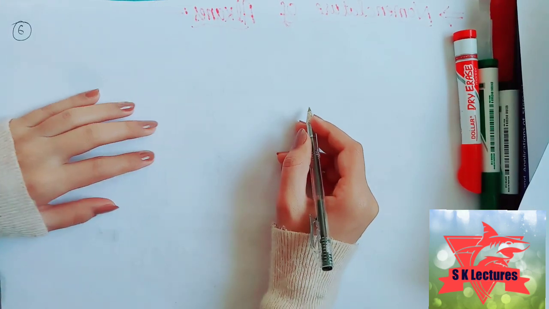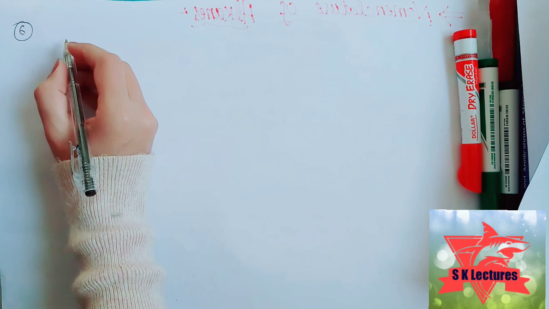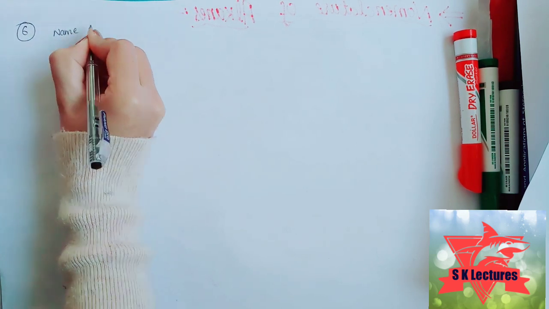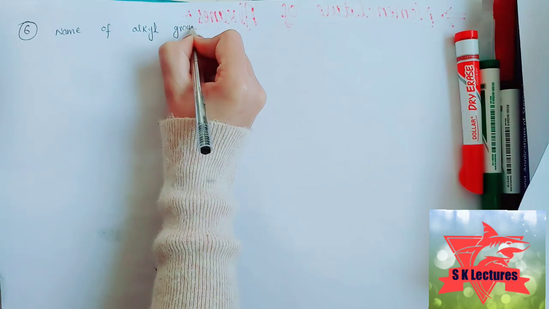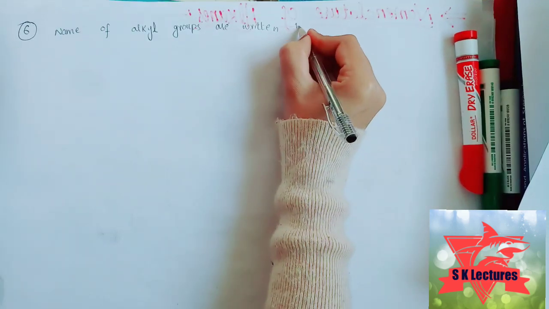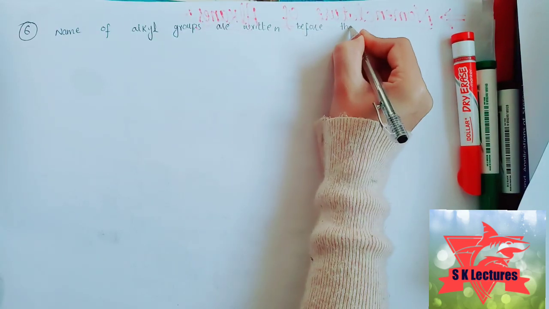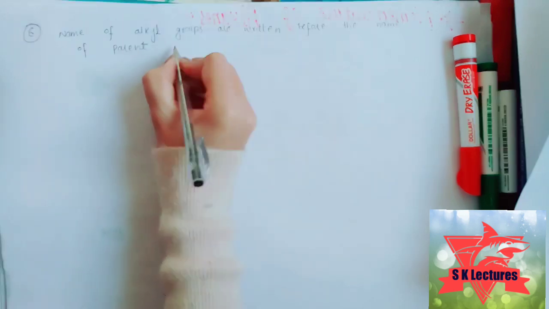So the sixth rule is: names of alkyl groups are written before the name of the parent hydrocarbon in alphabetical order or in order of increasing size, and they will be separated by hyphens. Let me write this rule for you first, then I will give you the example of how it applies.